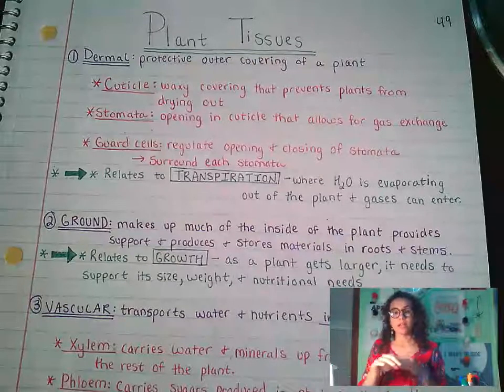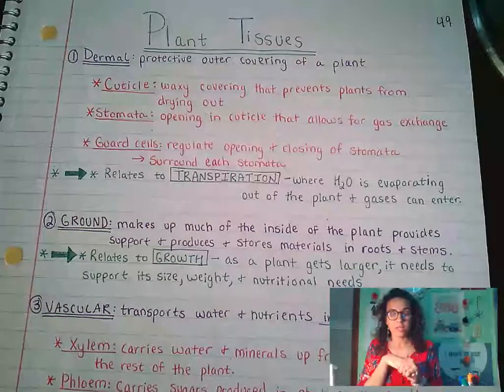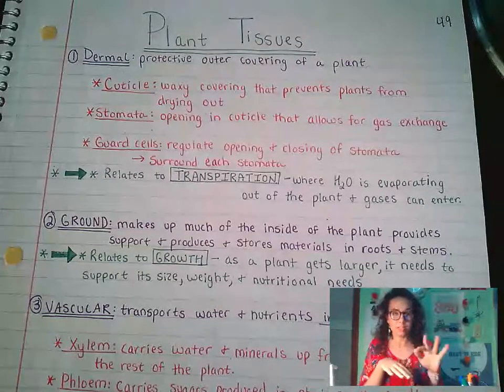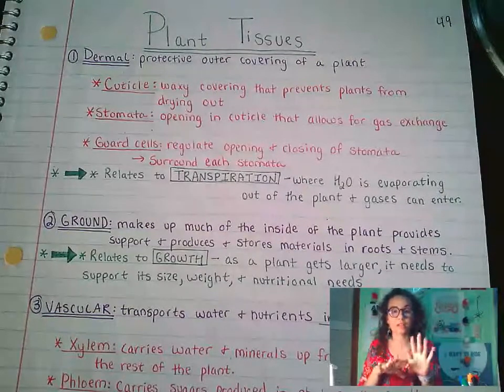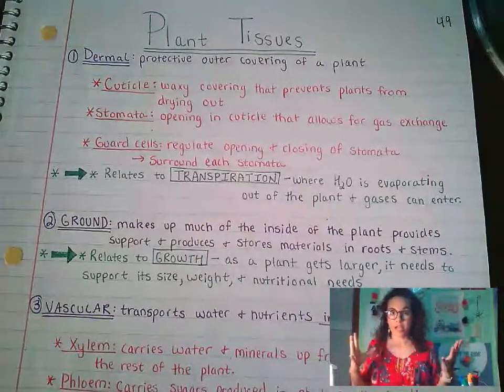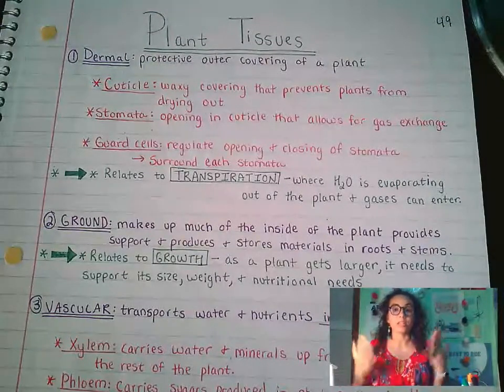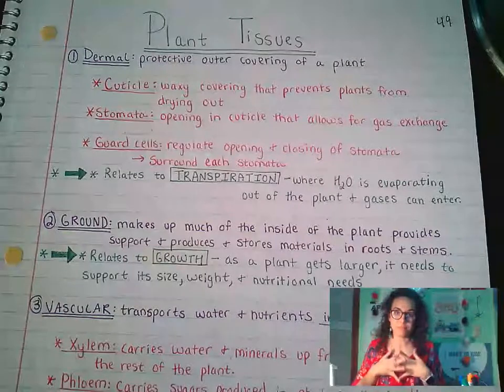The cuticle, like I said, think about when you put Vaseline on your skin, and then you put water on it and that water beads up. That's what this cuticle is. It's the waxy covering that prevents these plants from drying out. They don't want to lose water, because remember, we need water for photosynthesis to happen.